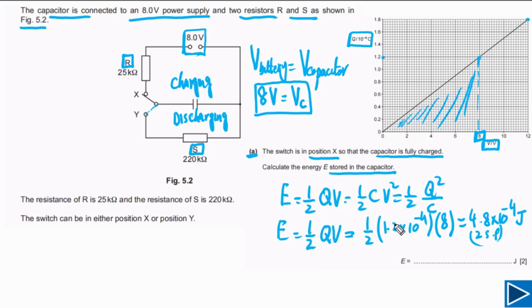This question has 2 marks. You will get the first mark if you have used this formula or you have written area under graph. You will get the C mark. And the final mark is the answer mark. If you have got the right answer, you will get the answer mark.